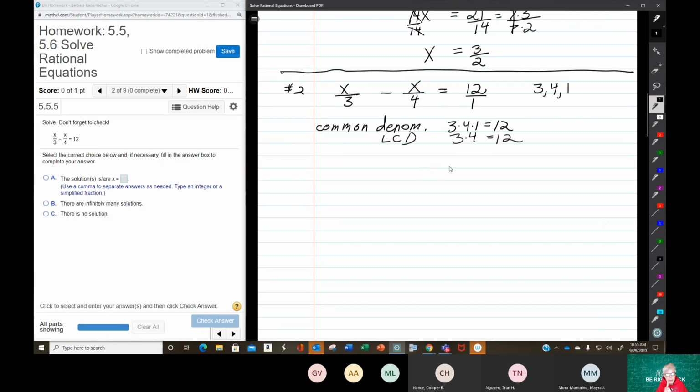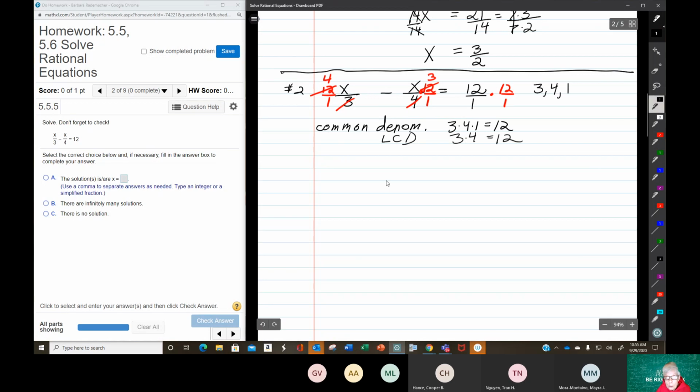So, without further ado, I am going to multiply by 12 over 1 and 12 over 1 and 12 over 1. And 3 goes into 12 4 times. 4 goes into 12 3 times. And nothing much I can do here, but at least the denominators are gone.